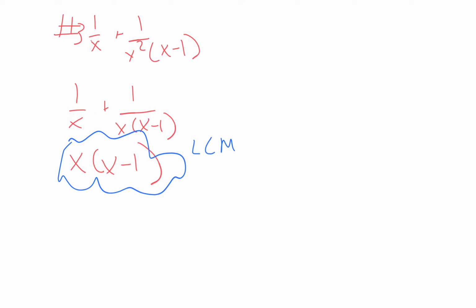Find the new numerator for each fraction. If you compare the first fraction to the LCD, the x minus 1 is different, so it was written in the numerator. In the second fraction, nothing was different.